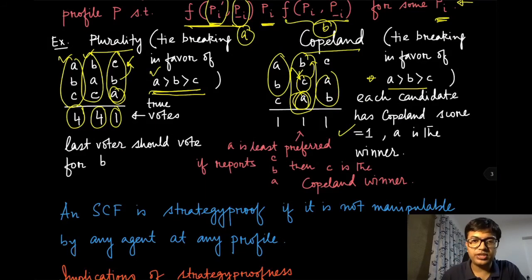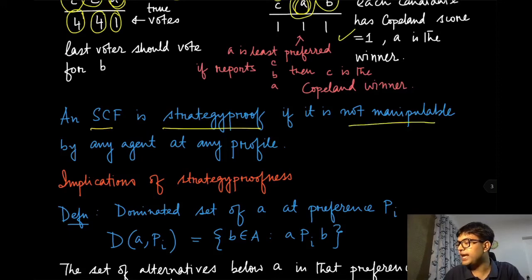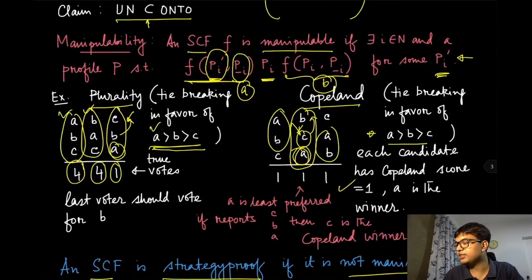Okay, so we are going to call that a social choice function strategy proof. This is the term strategy proof we are coining for the first time. We will be using this interchangeably with truthful, incentive compatible, and so on. So a function is strategy proof if it is not manipulable by any agent at any profile. Essentially, we'll have to negate the manipulability statement, and we can write an equivalent statement accordingly.